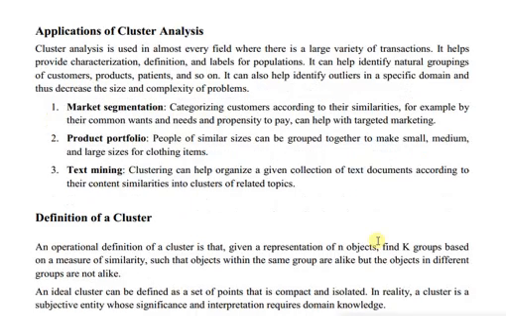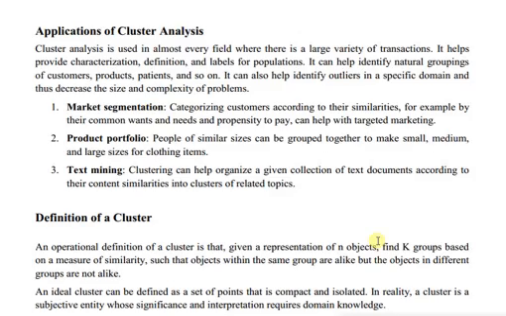Then where are clusters used? So cluster analysis is used in almost every field where there is a large variety of transactions. Suppose I want to know the genuine transactions and fake transactions. Based on some financial data, transaction data, I can properly cluster which data are having particular transactions and which are having some of the fake transactions.